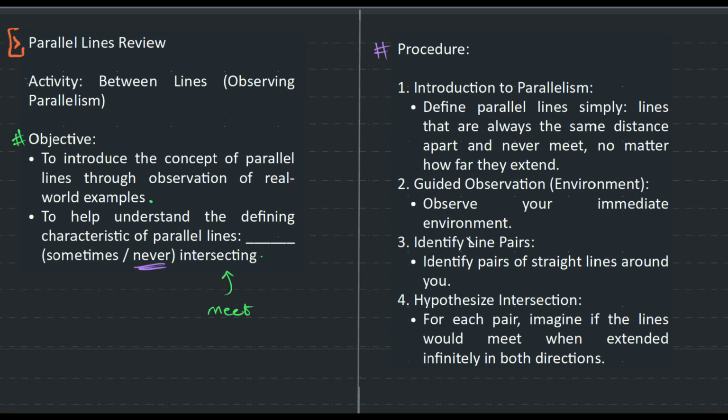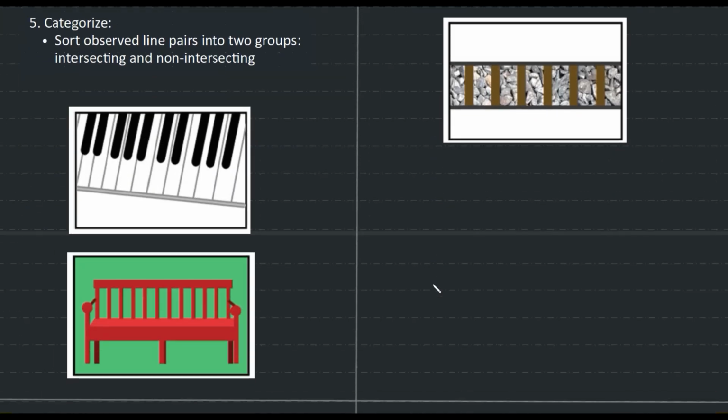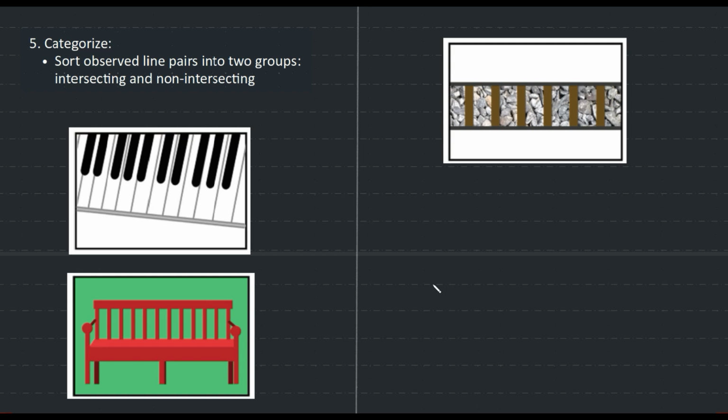Now, observe your immediate environment. Next is identify line pairs: identify pairs of straight lines around you. Hypothesize intersection: for each pair, imagine if the lines would meet when extended infinitely in both directions. So what exactly do I have to do? I have a bunch of examples over here. I'll do that and you guys have to do it at your end. Then sort the observed line pairs into groups, intersecting and non-intersecting lines.